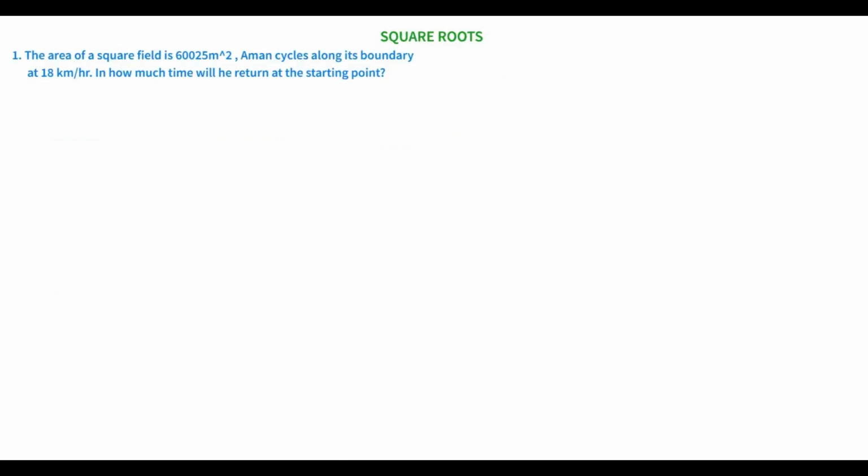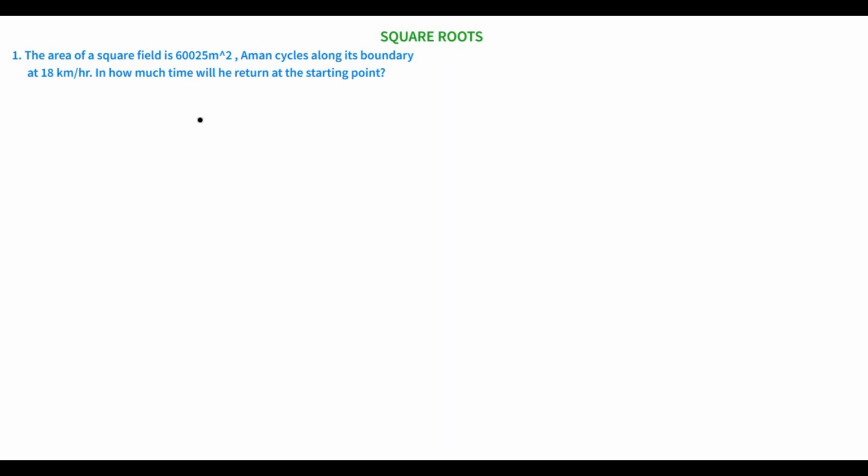So the first question here is, the area of a square field is 60,025 meters square. Aman cycles along its boundary at 18 km per hour. In how much time will he return at the starting point? So these type of questions are usually asked for grade 9 and 10. So now whenever you have a word problem, try to split it into parts and understand first what is given and what is asked.